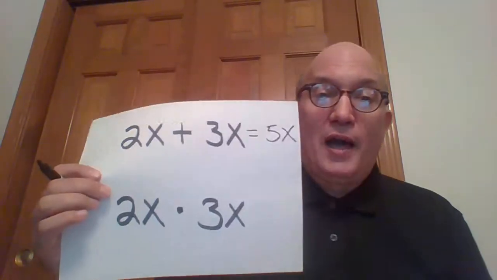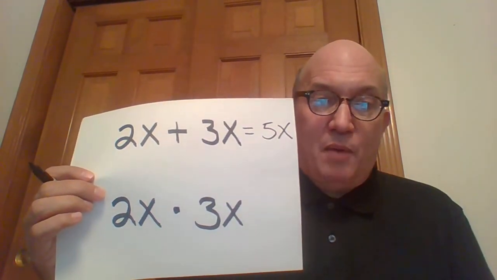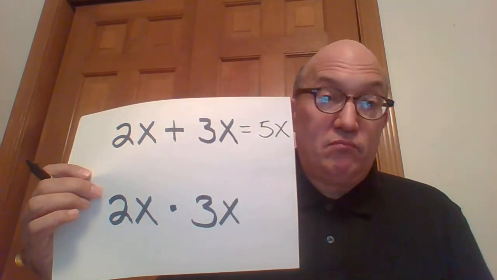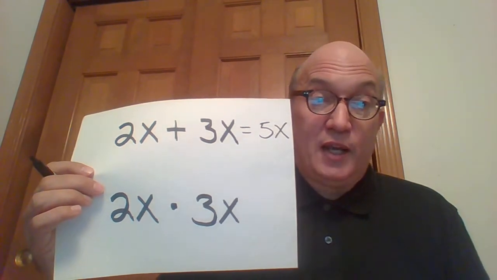And if you look at that, it might seem intuitive. It might seem, well, that's what it's supposed to be. But let's talk about why. The distributive property can explain why 2x plus 3x is 5x, because we can represent 2x plus 3x like this: 2 plus 3 in parentheses times x, right?